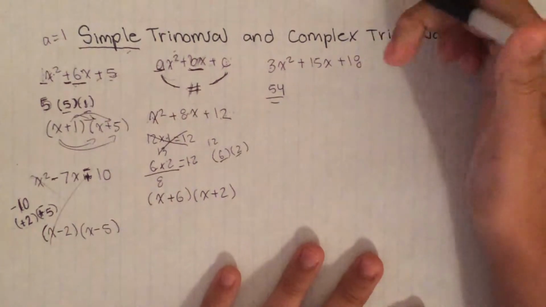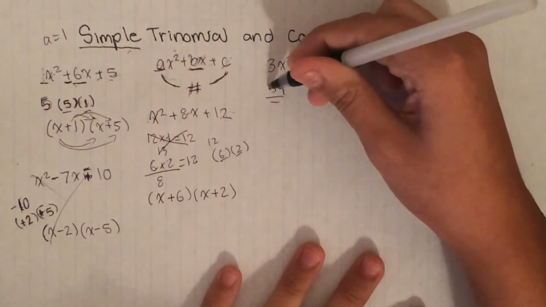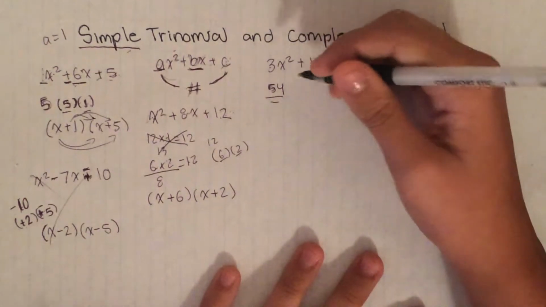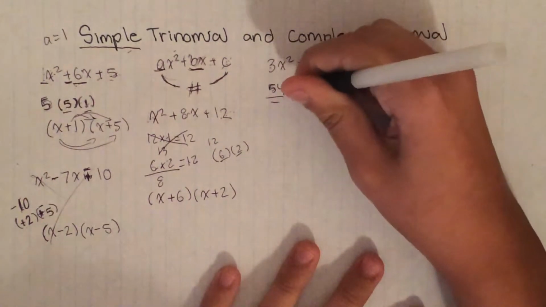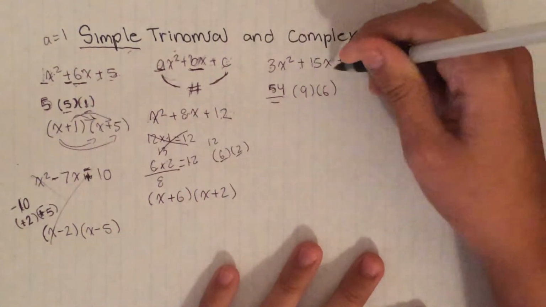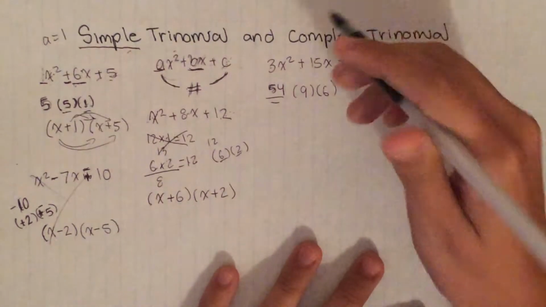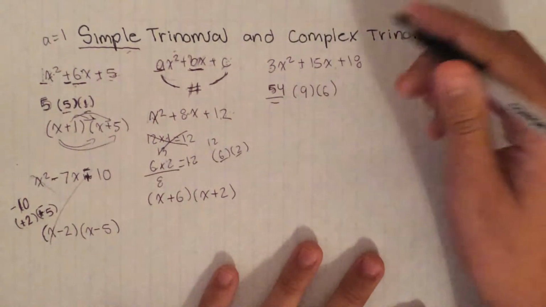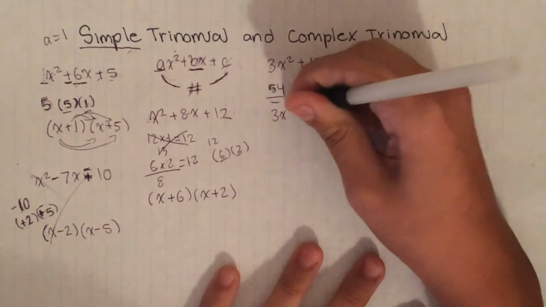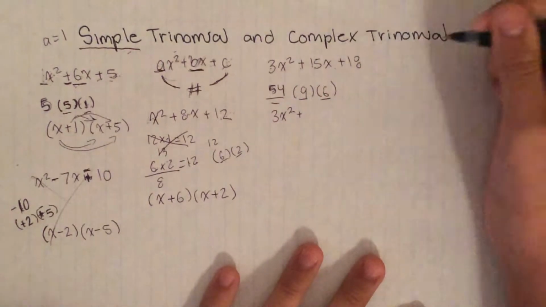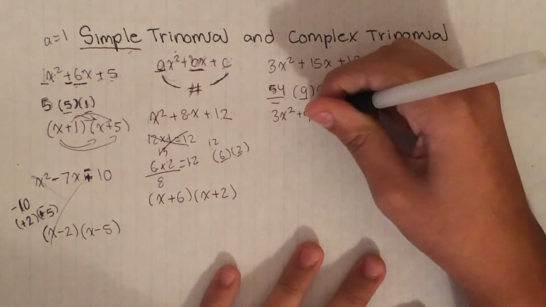And now you're going to find two numbers that multiply each other to get 54 that could also add each other for the sum of 15, which is 9 and 6. You see how these all are positive because it's all positive here. Remember what I taught you. Anyways, what you're going to do now, since it's complex trinomial, you're going to rewrite it. And then you're going to get your two numbers and sub them in.